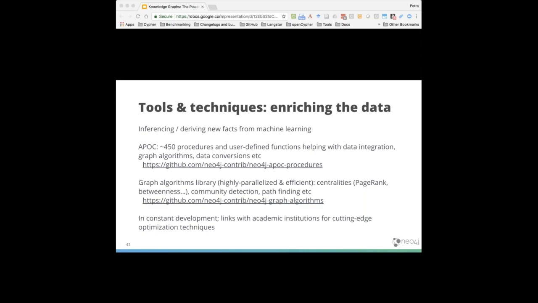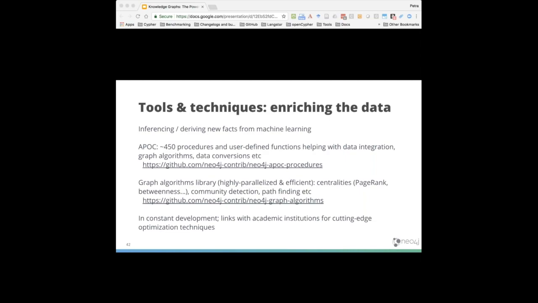Right, so inferencing and deriving new facts from machine learning and algorithms. I've provided a couple of links, as you can see on the screen. These are free to use out of the box, so I do urge you to have a look. So the first thing is around 450 procedures and functions, and I had a look yesterday, and I believe that was the number. Essentially, these are a whole bunch of excellent utilities that help you with everything from data integration, various graph algorithms, data conversions, etc. So everything that people have stumbled across in the past is now encapsulated into very easy to use procedures and functions. There's lots of documentation around there as well, so I do urge you to have a look.